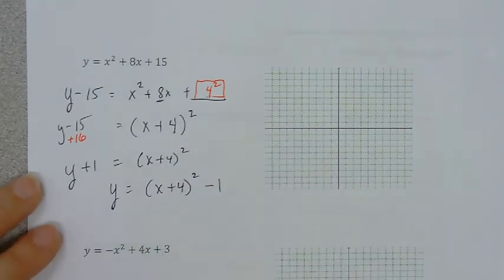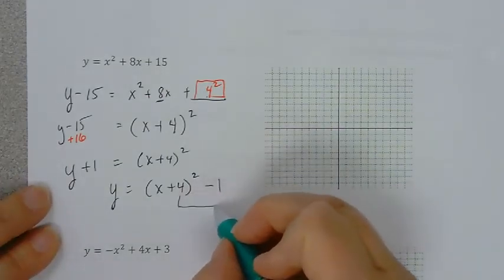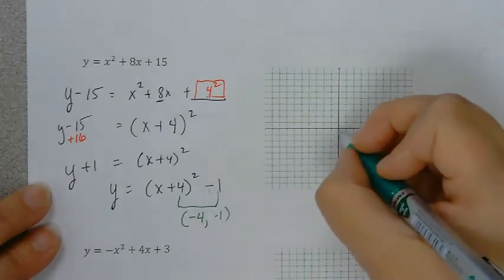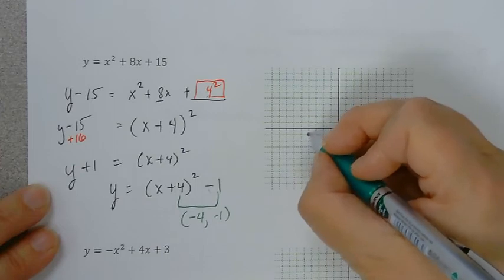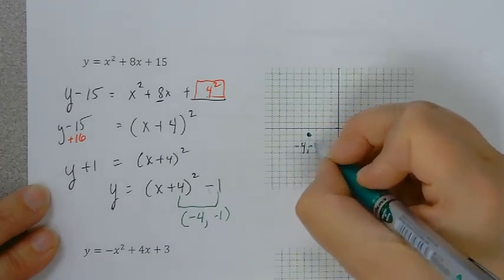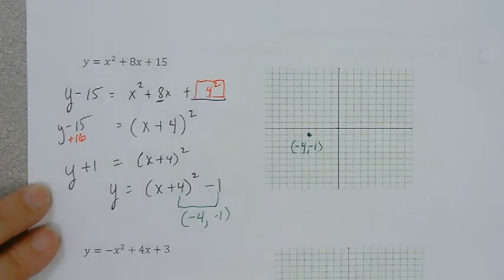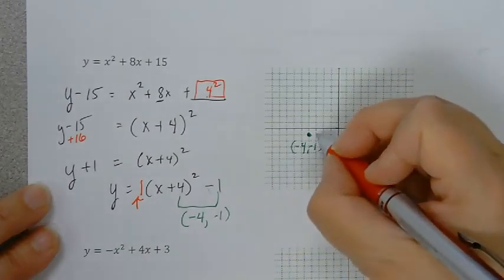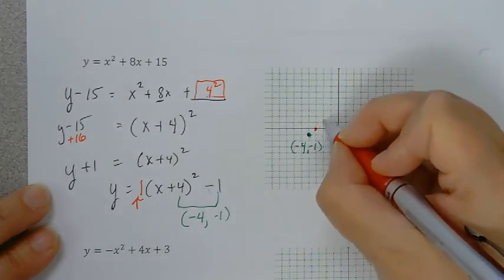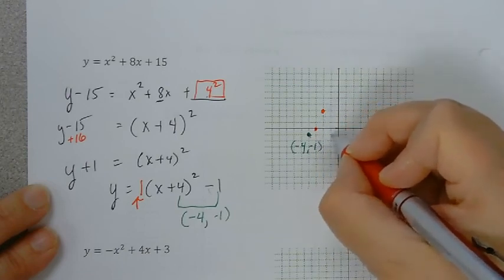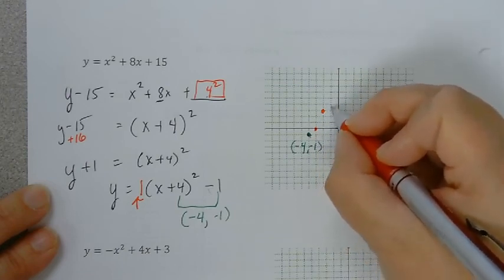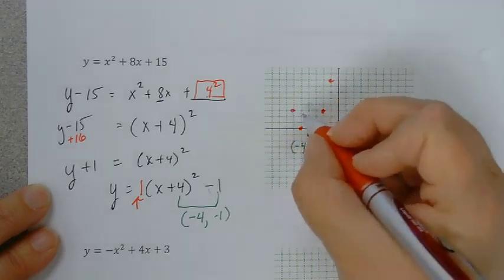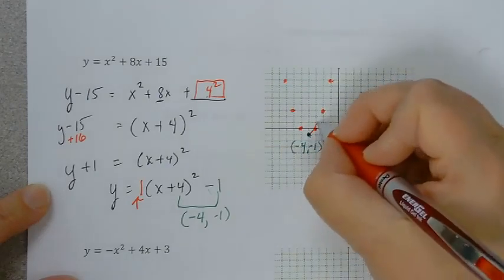So now I can graph. These are my vertex points. It's the opposite of this one, and the same as that one. So my vertex is at -4, -1. And I'm going to graph this like the parent function. So the number that's right here is really a 1. So I'm going to go 1, 1, 2, 4, 3, 9. And then the points on the other side are going to be symmetric. So the graph looks something like this.